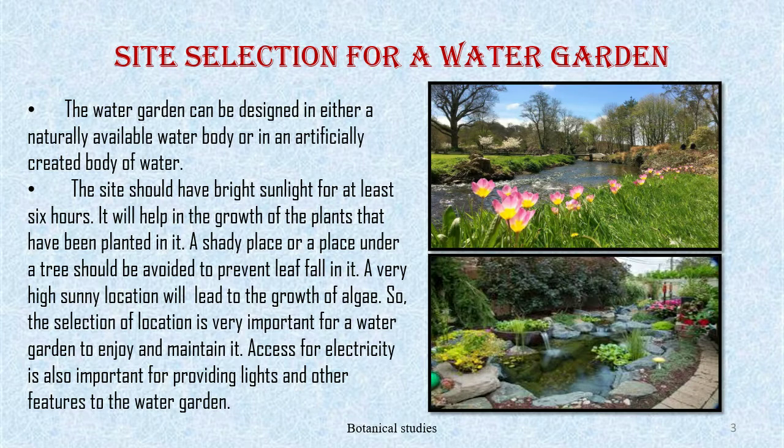A shady place or a place under a tree should be avoided to prevent leaf fall in it. A very sunny location will lead to the growth of algae. So the selection of location is very important for a water garden to enjoy and maintain it. Access to electricity is also important for providing lights and other features to the water garden.